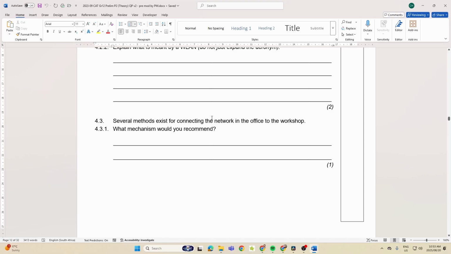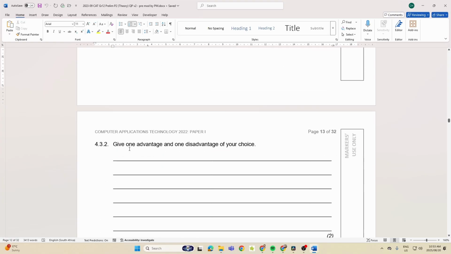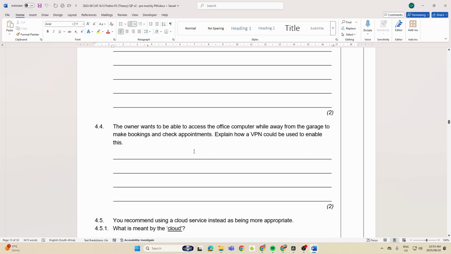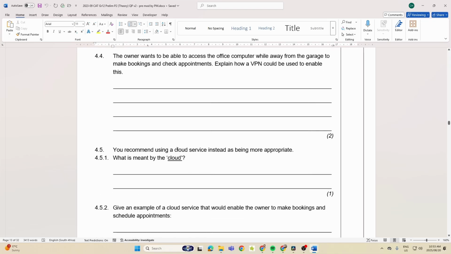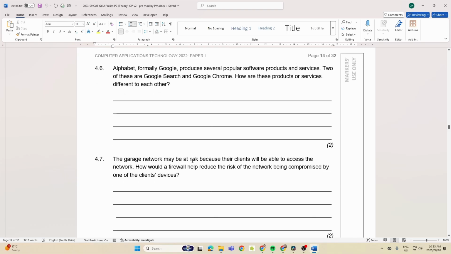Several methods exist for connecting the network in the office to the workshop. What mechanism would you recommend? So how do we get another area to connect to that same internet? How do we do that? We can do that with a network cable. We can do that with a Wi-Fi range extender. An advantage and disadvantage, VPNs, your cloud, again, the cloud comes up, your online storage.